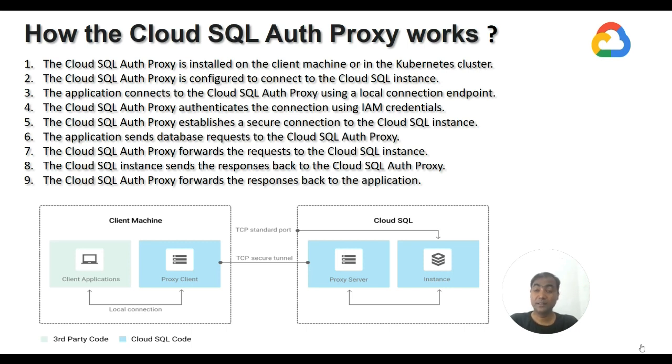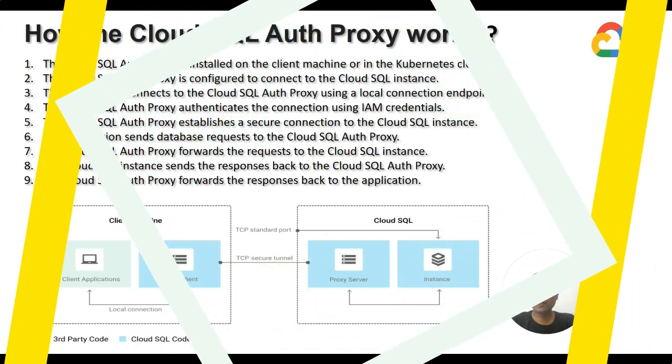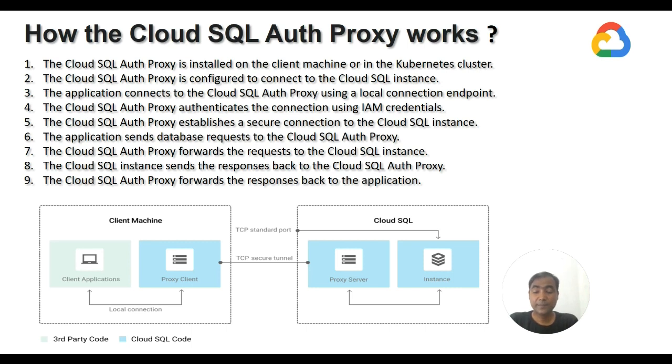The application sends database requests to the Cloud SQL Auth Proxy. And guys, the proxy forwards the request to the Cloud SQL instance, and the Cloud SQL instance sends the response back to the Cloud SQL Auth Proxy. The proxy forwards the responses back to the application. Guys, as you can see here in the diagram, the Cloud SQL Auth Proxy works by having a local client running in the local environment.